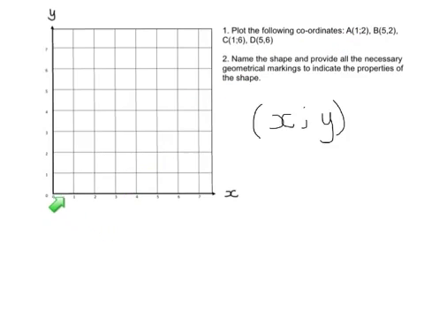So all I'm going to do is I'm going to start with the X, which tells me to go to 1, and then the 2 is telling me to go 2 up. So right there is where I'm going to mark point A. So I make my mark, that's point A.